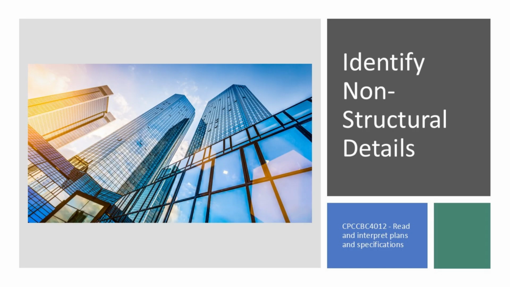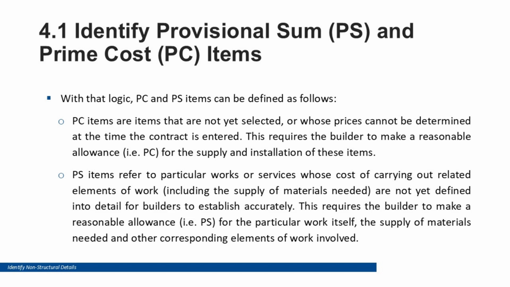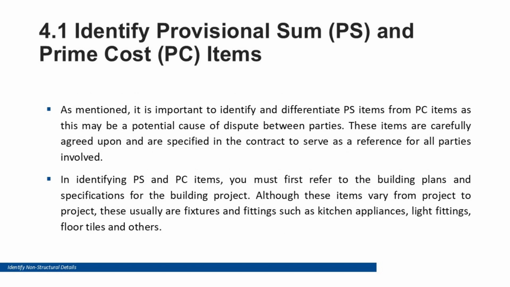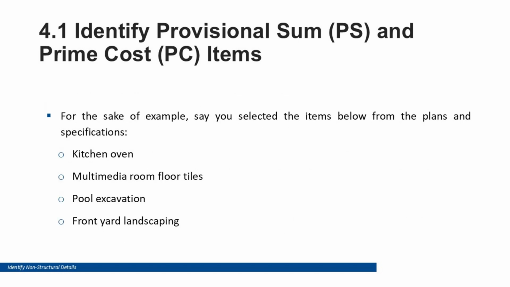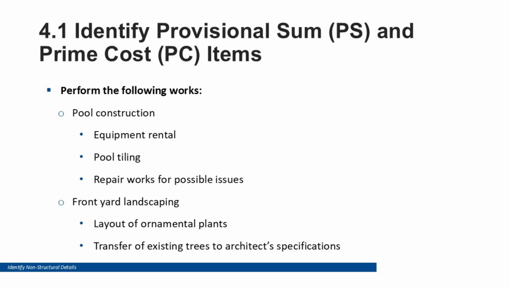Non-structural details, PC and PS items. Non-structural details include prime cost, PC, and provisional sum, PS items. Prime cost items are allowances for fixtures or fittings whose exact price or brand is not known at contract signing, such as ovens, tiles, or tapware. Provisional sums refer to work items where the scope is not fully defined, such as excavation, landscaping, or repair works.